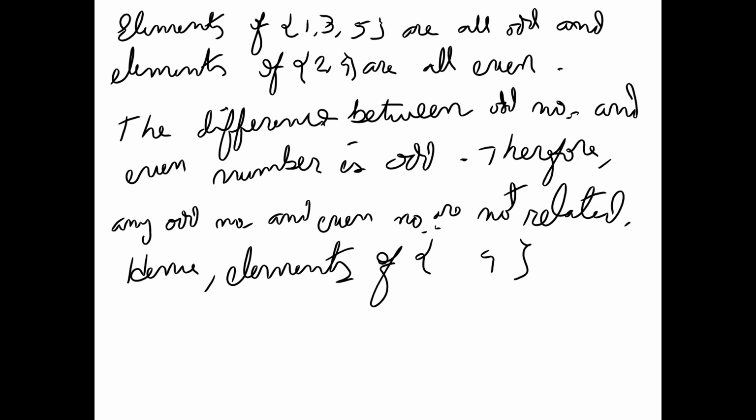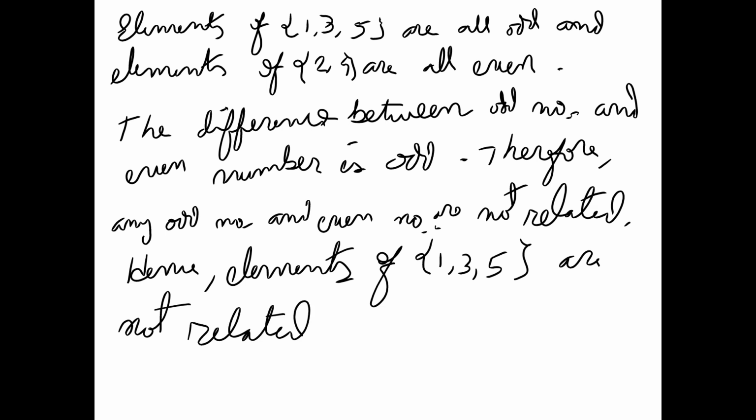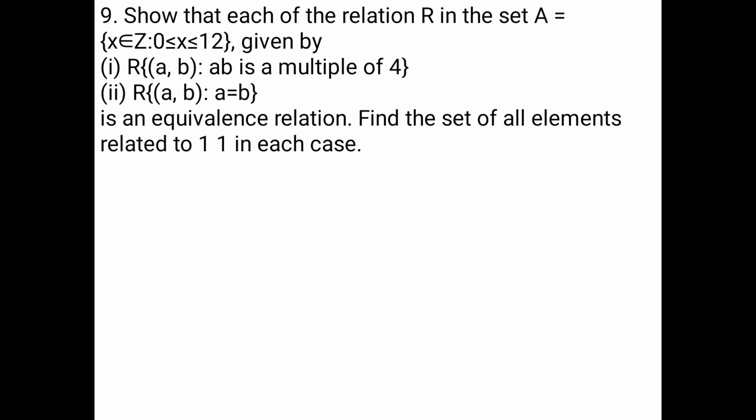Elements of 2, 4 are not related to 1, 3, 5, and the elements of 1, 3, 5 are not related to 2 and 4 either. So each of the relations is in the set A. Actually the elements are integers.